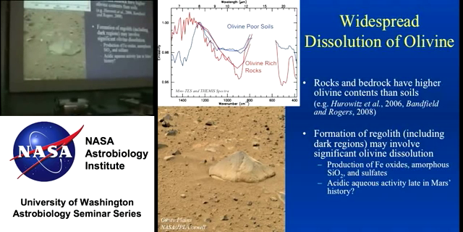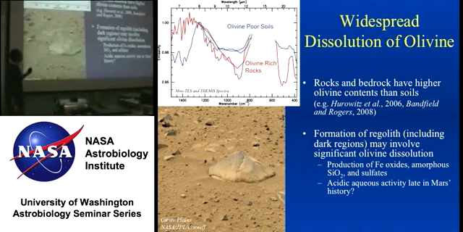Now the soils have very low olivine contents. And so there's a progression of high olivine content down to low olivine content. And this is indicating that olivine is going away as you're mechanically processing this stuff from rocks into soils.